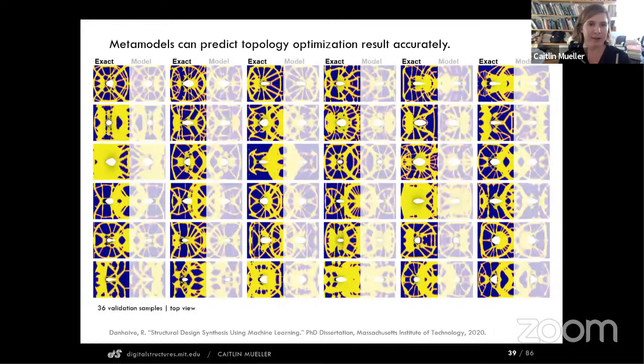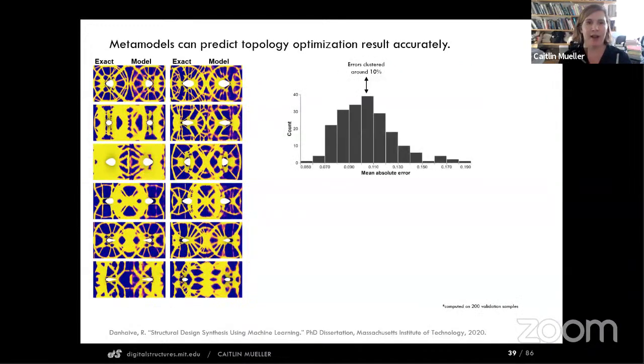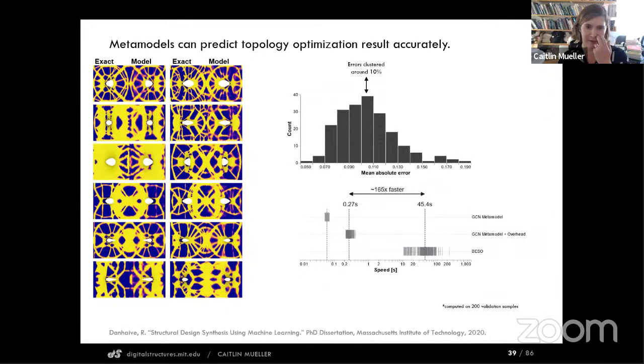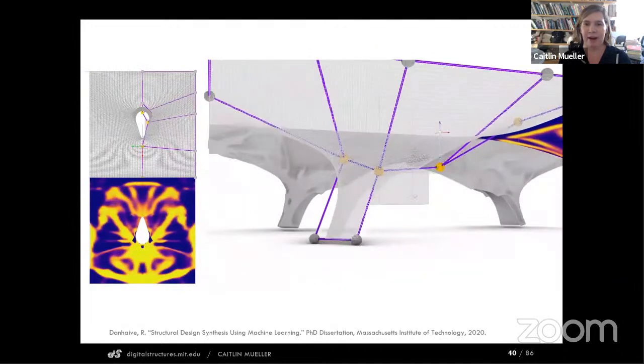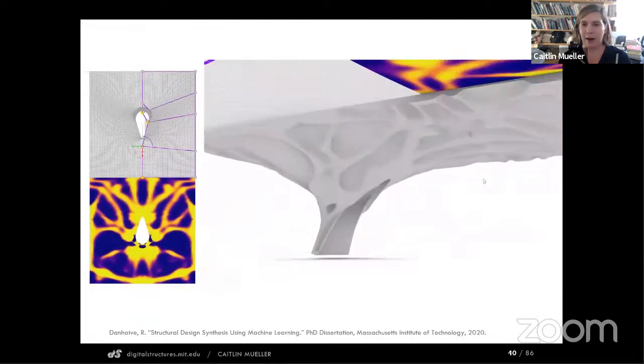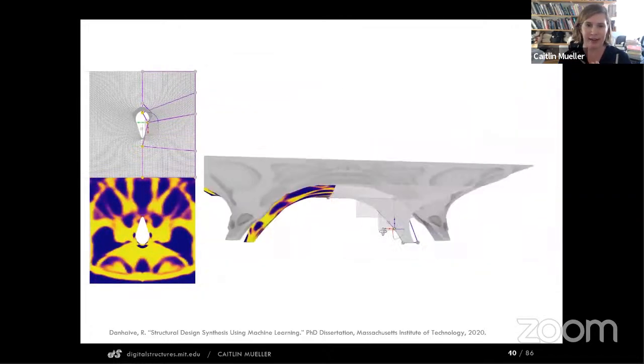So here's some examples of the training data that we generated. On the left are the data, on the right is the prediction. The error is not 0, but is reasonably low, and the speed is significant. We save 2 orders of magnitude in speed using the surrogate model. And what that means from a design perspective, again, is that we can be in this real-time environment, sculpting and modeling and exploring geometry and understanding structural and material implications instantaneously.